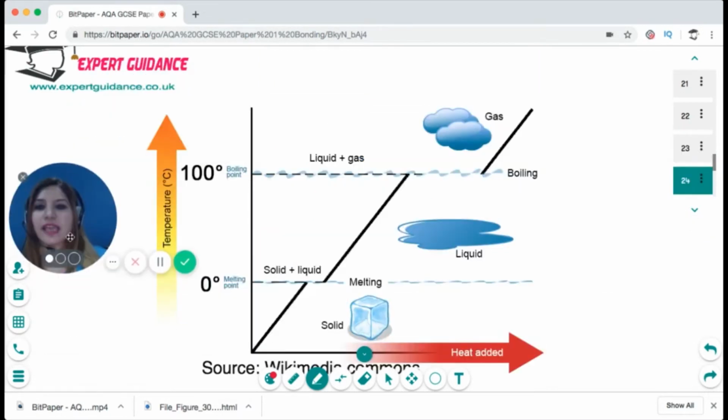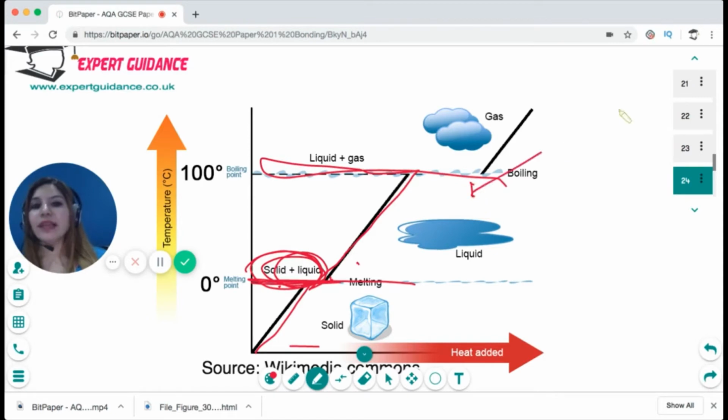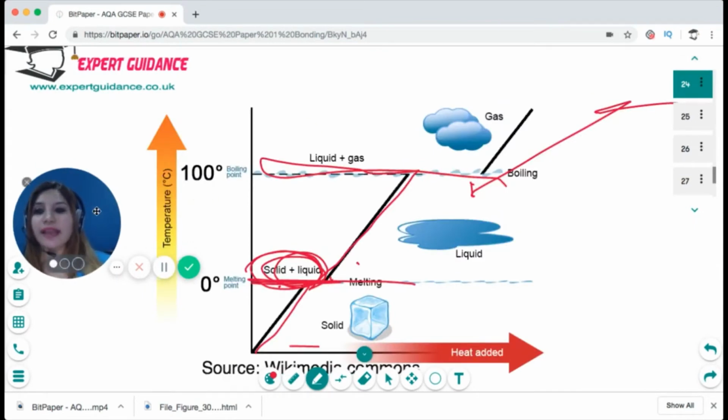Okay, now this is the curve: whenever you increase the heat, the solid's temperature rises, and at the melting point, the temperature remains the same until all the solid converts into a liquid. Then, when the change of state is complete, the temperature increases, then the liquid converts into a gas, and at the boiling point the temperature remains the same until all the liquid converts into a gas, and then at boiling it converts into a vapor. Okay, so I hope all this topic is crystal clear to you.